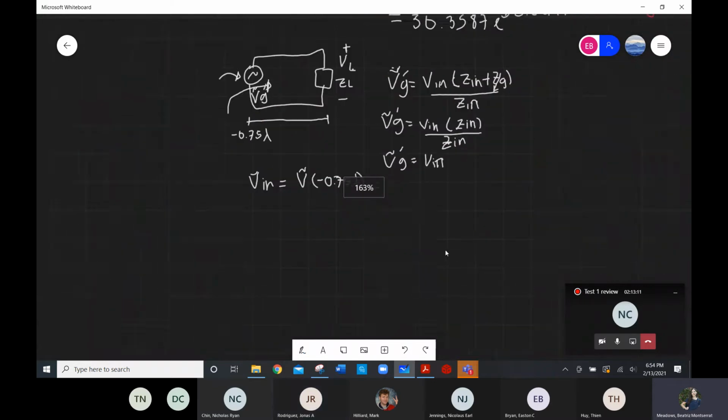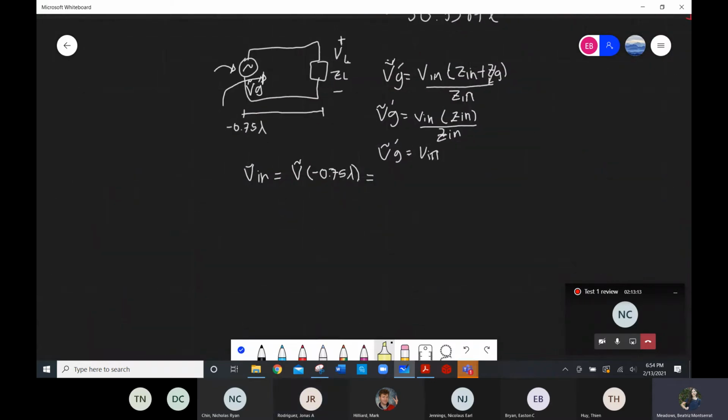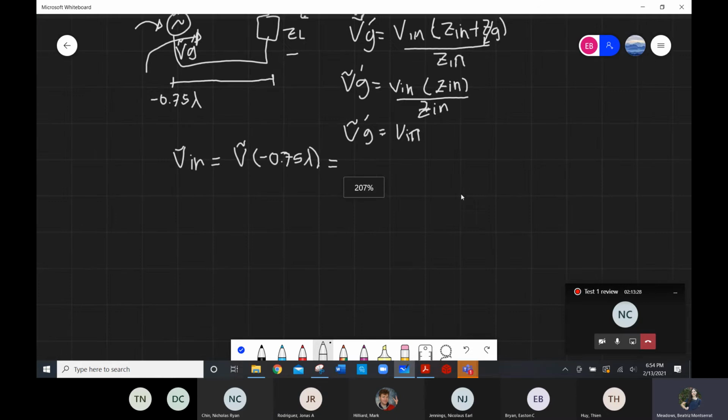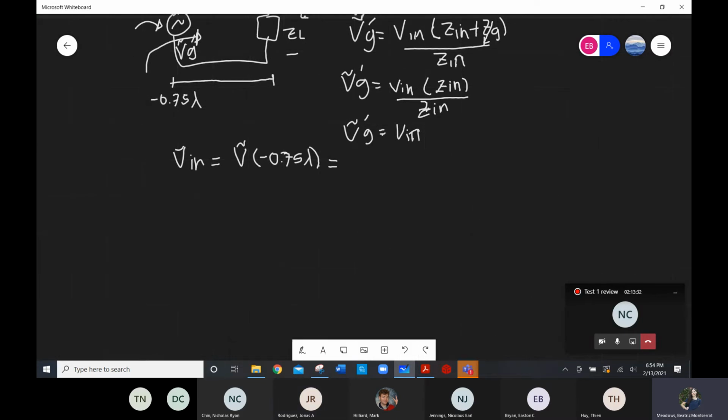So remember, your goal is to always find V naught plus. Now, everything we're doing is just for the little transmission line. So when you're solving, because there's like a 90% chance you're going to have a problem like this with impedance matching where you solve two transmission lines, keep in mind which one you're working on. So all this stuff we're finding is just for the little one.